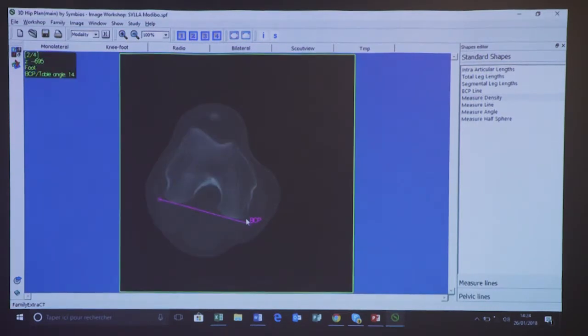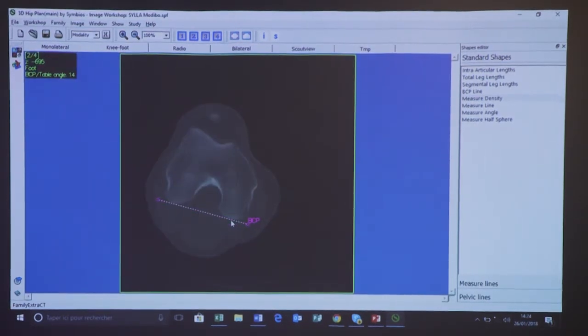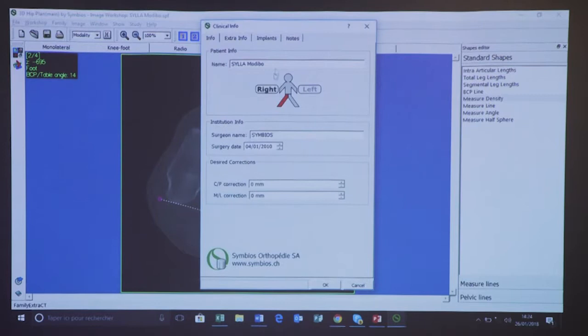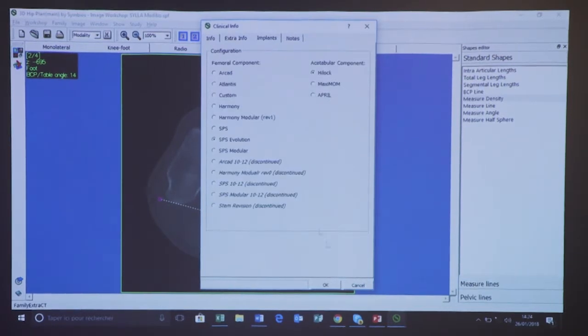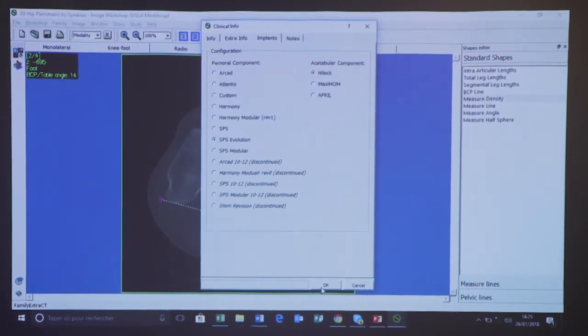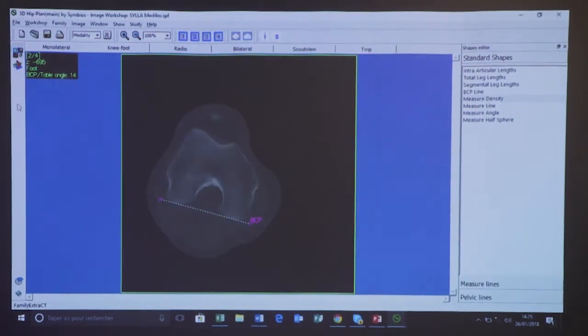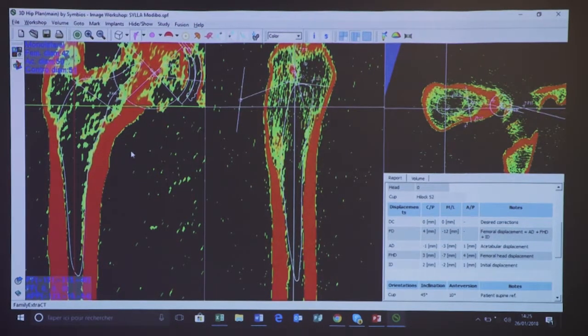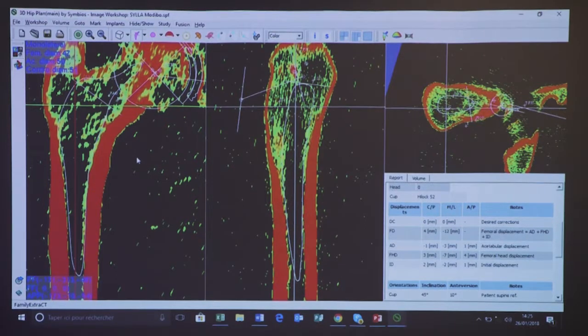Now the BCP angle, the bicondylar plane, to have the reference for the anteversion. At the beginning, I first tried an SPS evolution stem because he is an active guy with very good bone quality, and you will see now it's kind of a champagne flute femur.